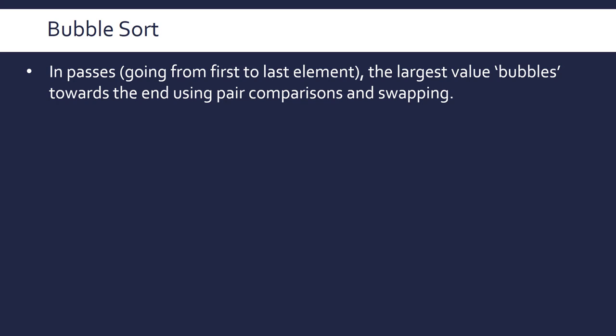And bubble sort works in passes. A pass is going from the first element to the last element. And what the name comes from: the largest value, if it's ascending, bubbles towards the end. And it does this using comparisons between pairs and then swapping if they're out of order. So that won't necessarily make sense right now. I'll show you an example in a second.